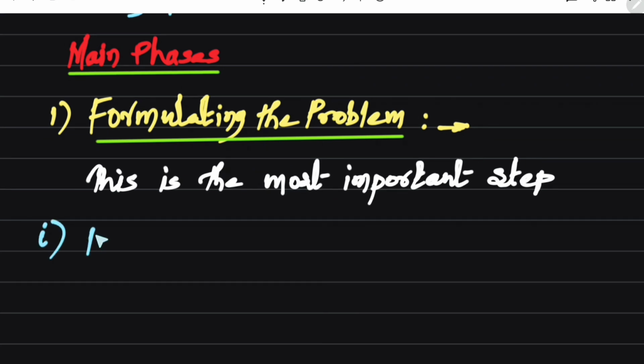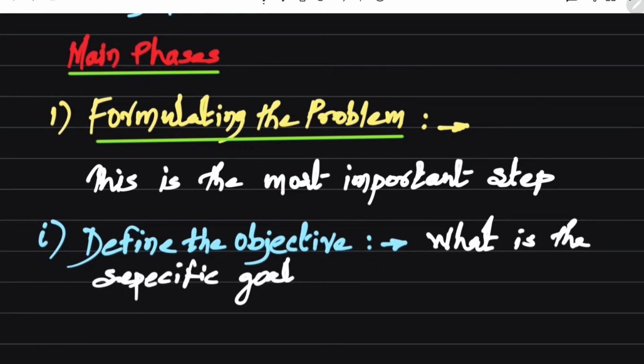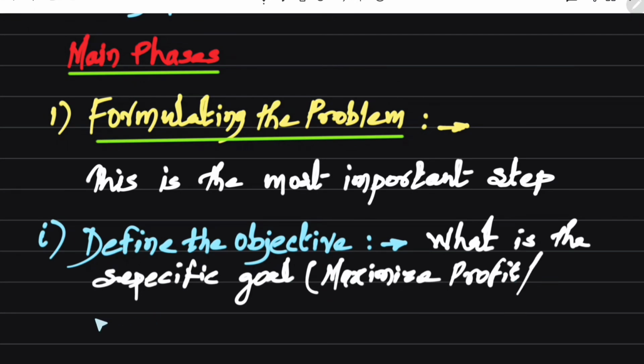Point number 1 in this step: define the objective. What is the specific goal? There are two goals only: either to maximize the profit or to minimize the cost, or maximize utilization of resources with a minimum cost. This is the objective of that problem.